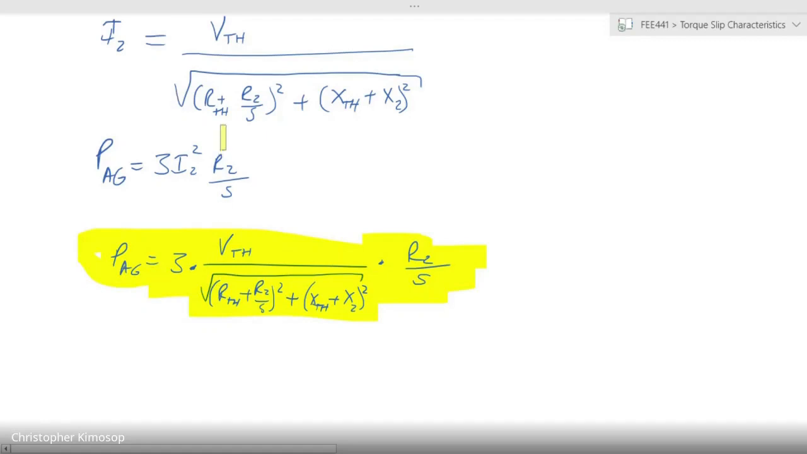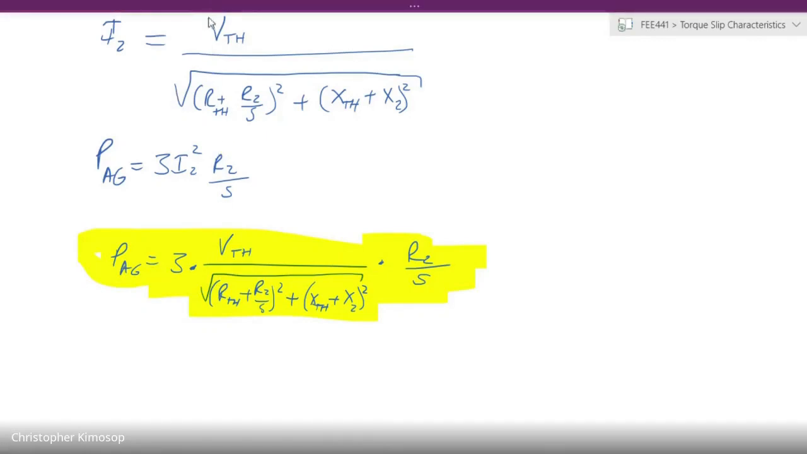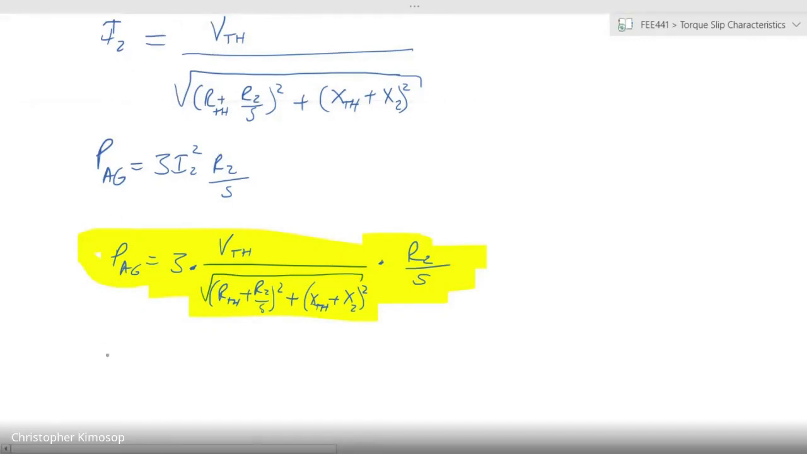And because now we have gotten our air gap power, we can therefore use our induced power formula.